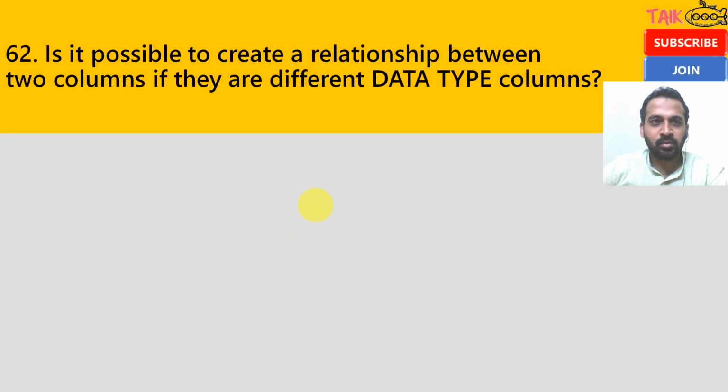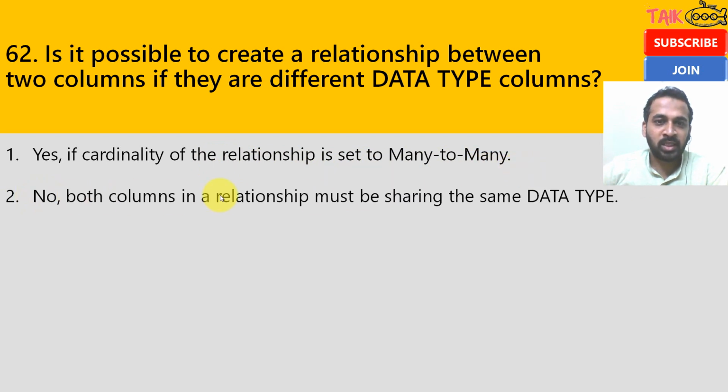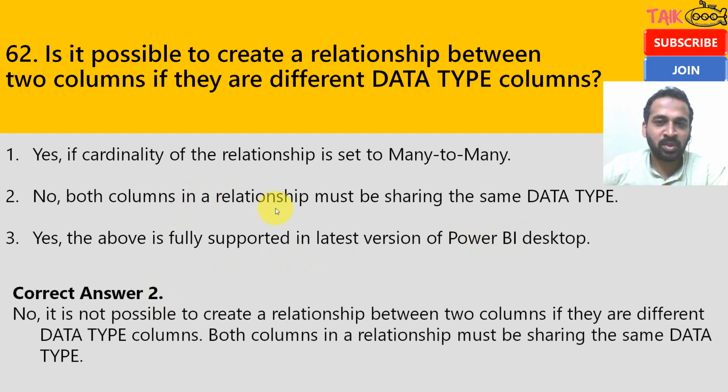And the next is 62. Is it possible to create a relationship between two columns if they are different data type columns? Yes, if the cardinality of the relationship is set to many to many. No, both columns in a relationship must be sharing the same data type. Yes, the above is fully supported in the latest version of Power BI Desktop. The correct answer is 2. No, both columns in a relationship must be sharing the same data type. It is not possible to create a relationship between two columns if they are different data type columns.